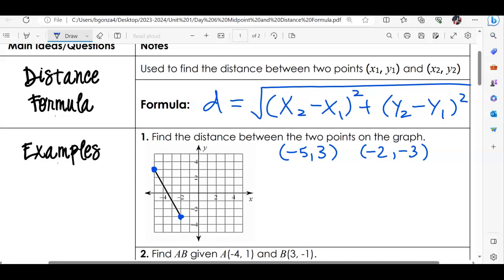All right, so can we plug it in? Let's go ahead and write this down. Letter D equals, and go ahead and, again, put the big old square root. Now, what is x1, x2, y1, y2? Well, your first point is going to be x1 and y1. Your second point is going to be x2 and y2.